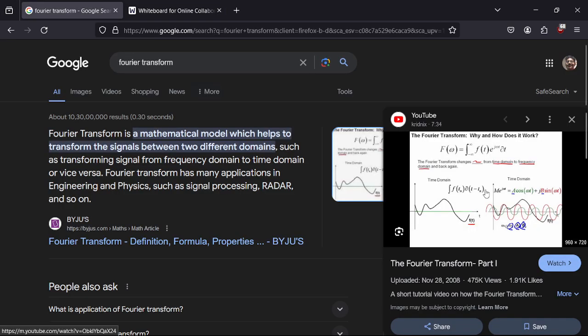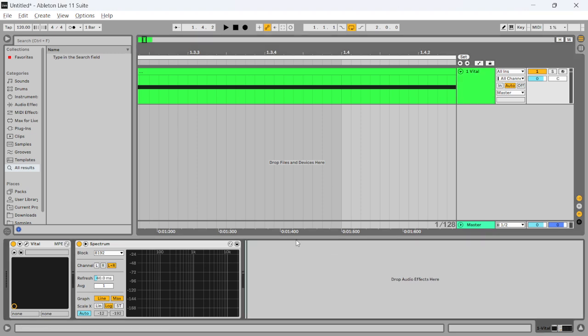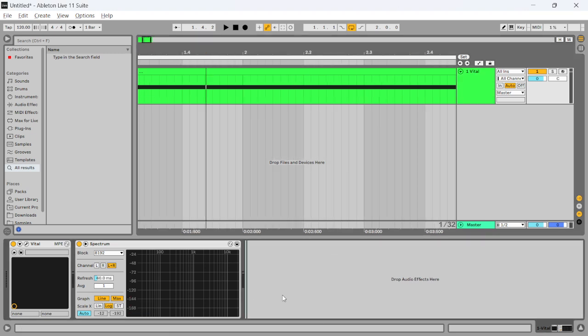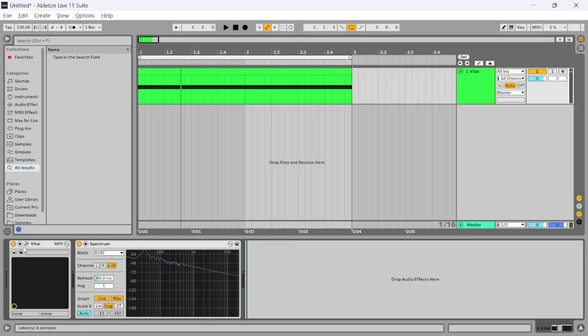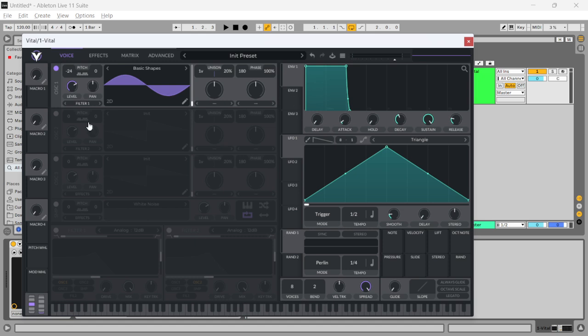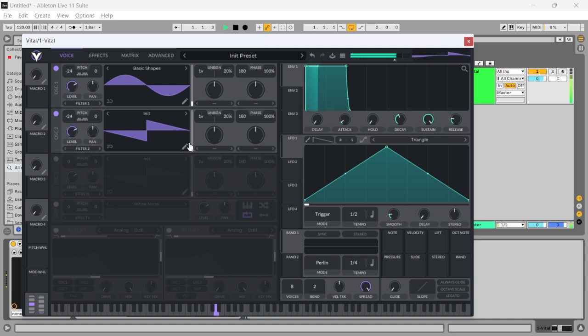I do want to go back to the topic though. Enough with the tangent that I went on. So this is how a spectrum analyzer works, right? Damn, I just wasted so much time. I'm so sorry. All right, here comes the fun part. Let's design the sound.